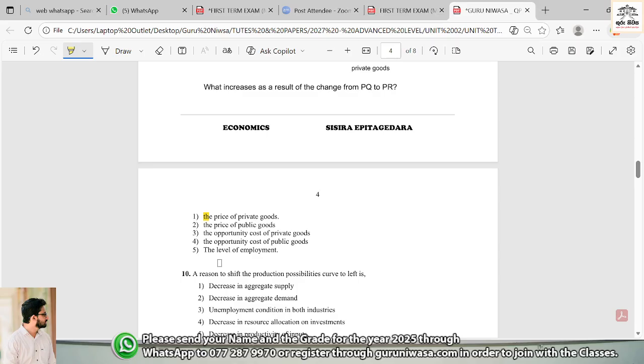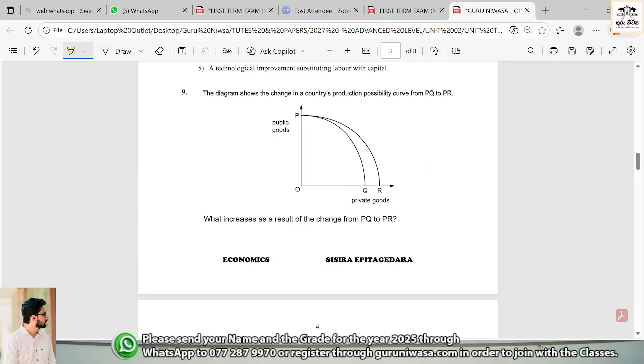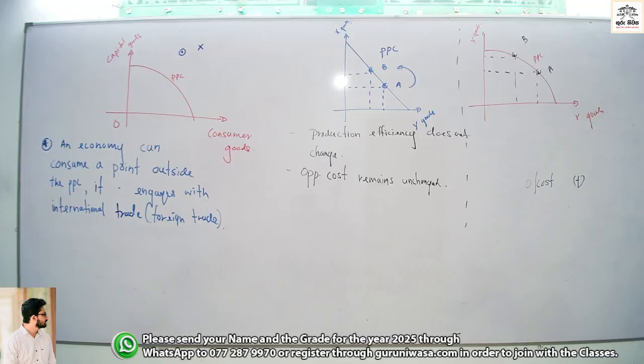Here you can see private good production has increased. So now, when producing public goods, the economy has to sacrifice more private goods, not like earlier. Okay, look at the board.